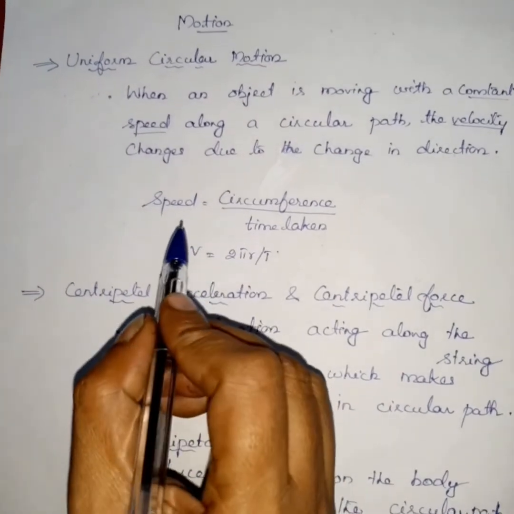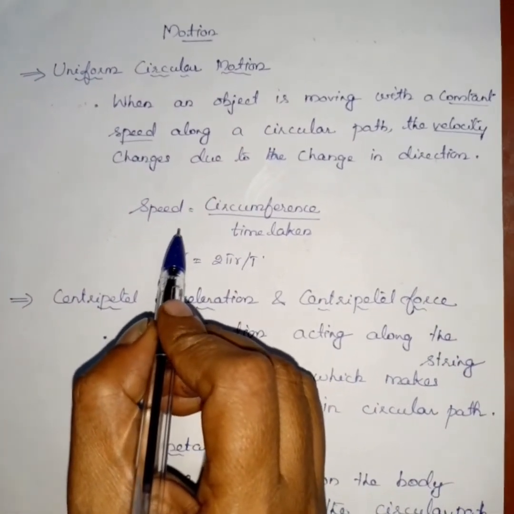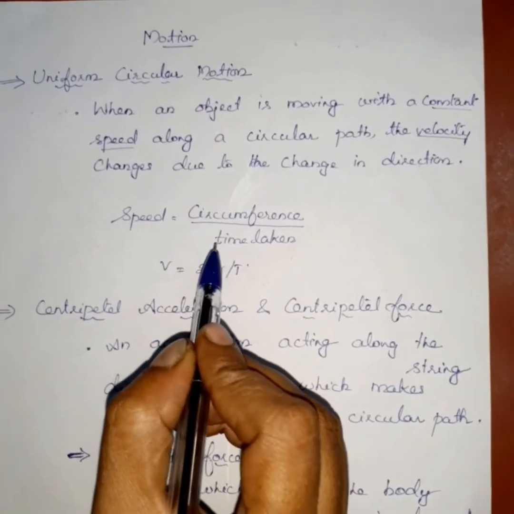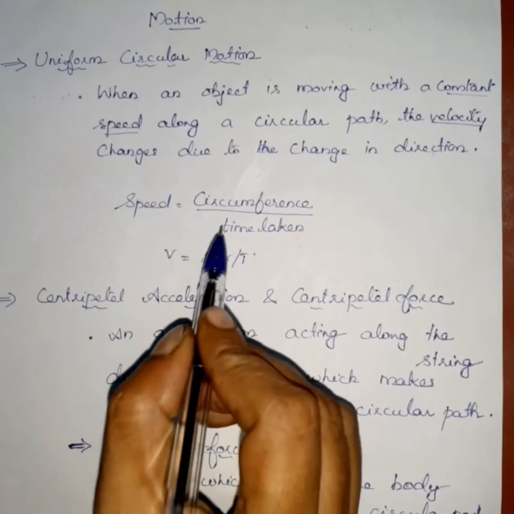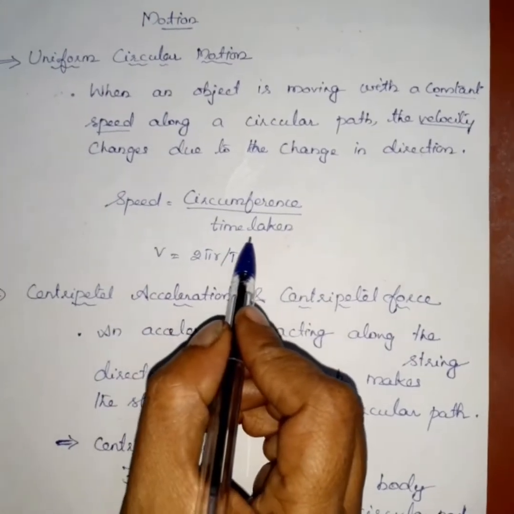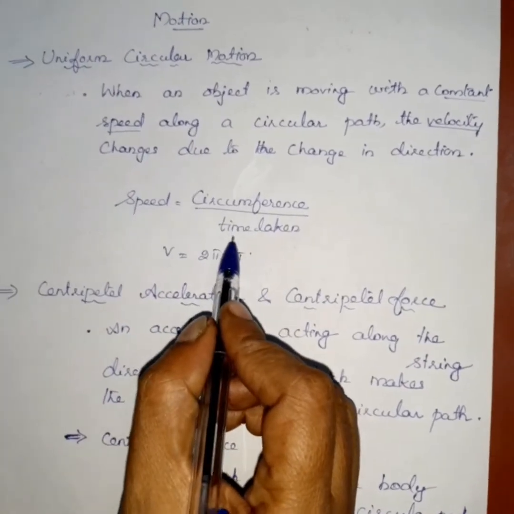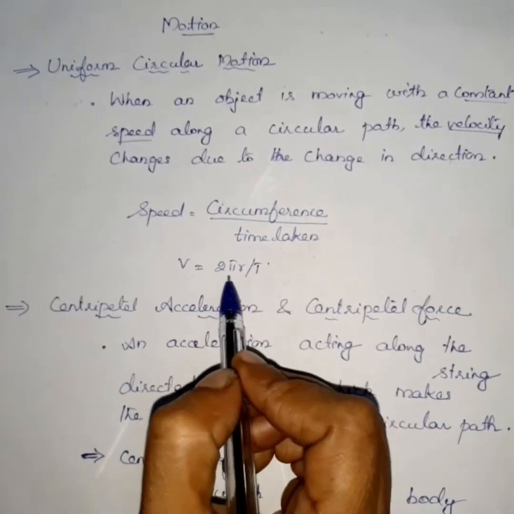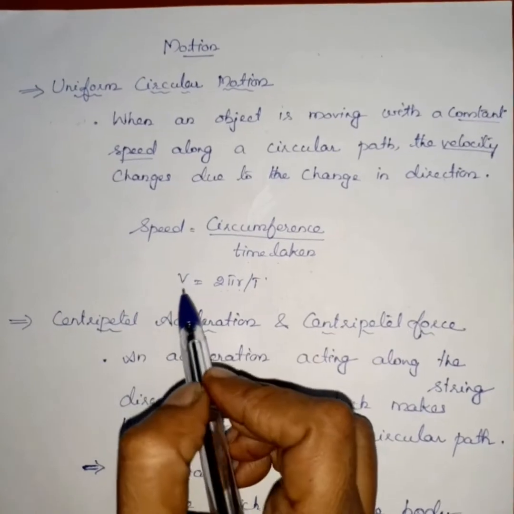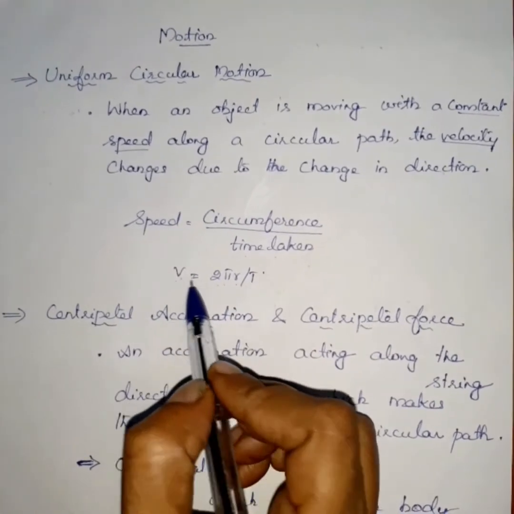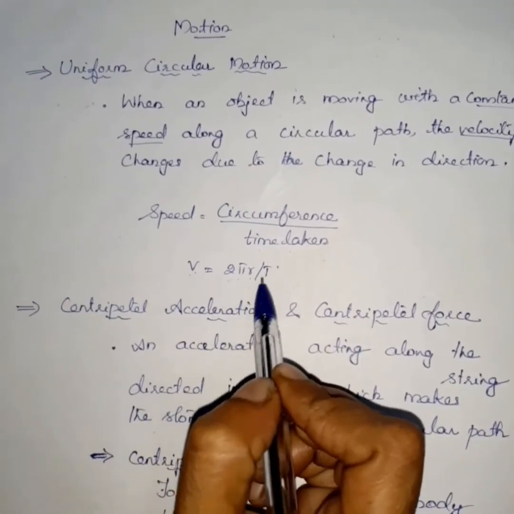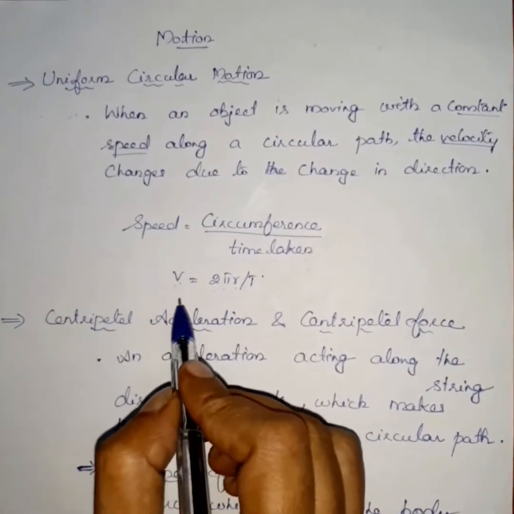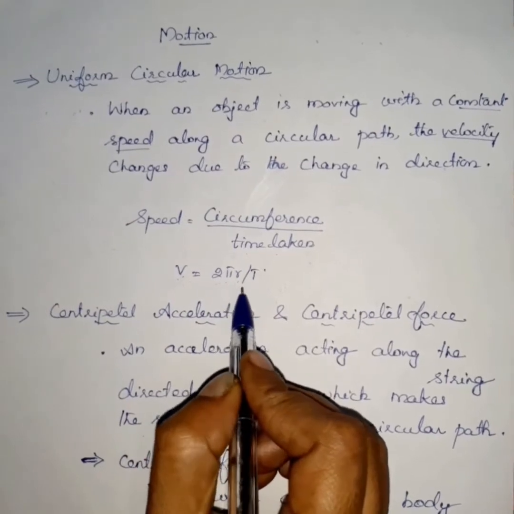Now we can write the speed of the object. Already you know speed is equal to distance by time. But it is moving in a circular path, so speed is equal to circumference divided by time taken. What's the formula of the circumference? 2 pi r. So speed, that is velocity v, is equal to 2 pi r divided by t.